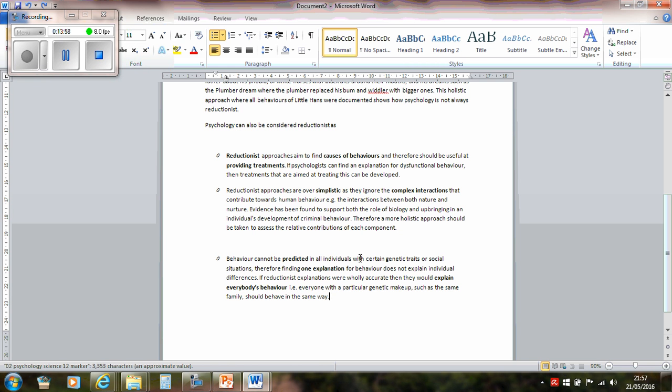For example, in Milgram, not all of the participants were determined by that environment, by that authority in the environment. Some of them did actually walk out, which is not accounting for individual differences. You can't explain the 35% that walked out, because if it was reductionist, you'd be able to predict that. And then saying that it's too simplistic as well. It's not got that holistic approach, it's not explaining everything.